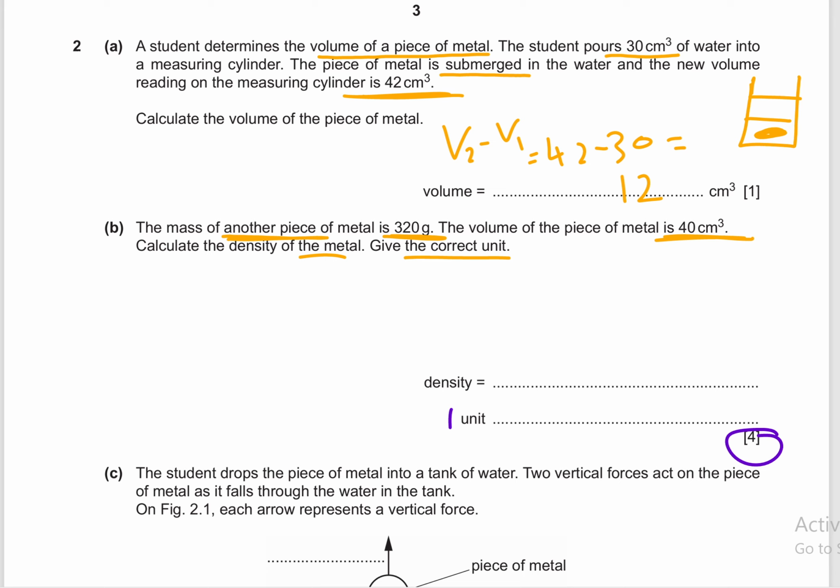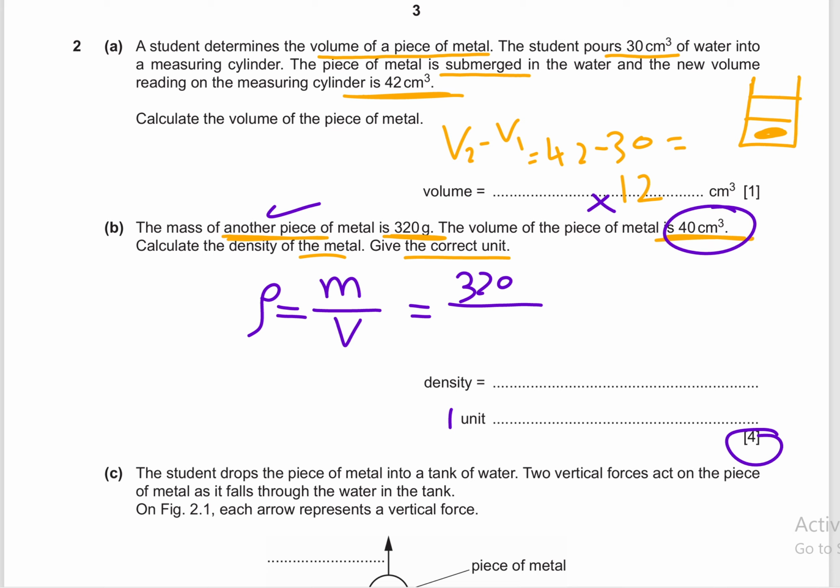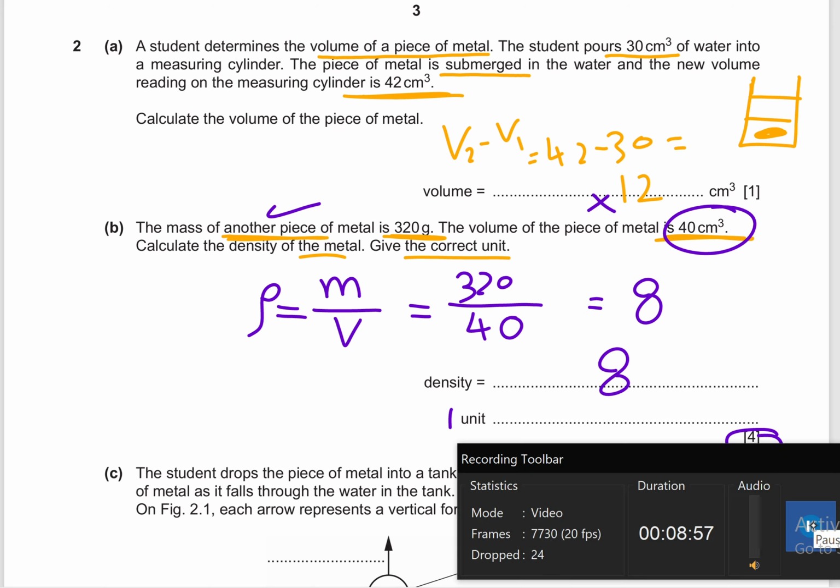And pay attention to something else. Here they're talking about another piece. So you are not going to use this volume. No, we're going to use this volume. We already know that density equals mass over volume, which equals the mass is given, 320 grams, over the volume, 40 cubic centimeter. If you divide these, you will get 8.